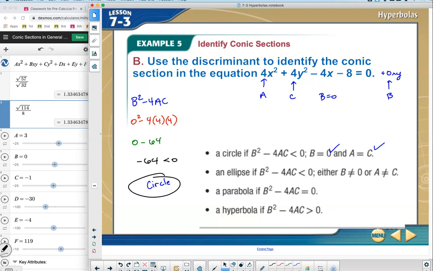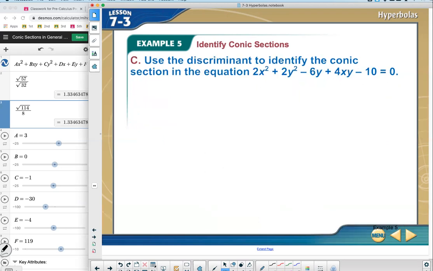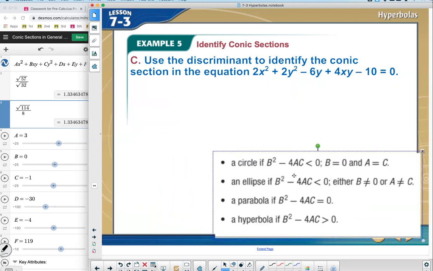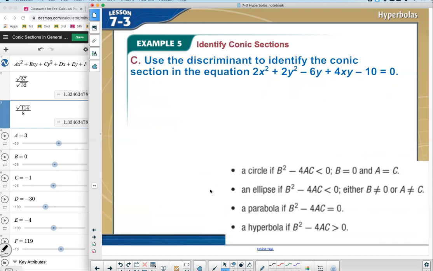And finally, part C. Use a discriminant, and I will go ahead and just paste that little chart up here so we have that for later. Here's the chart. My B value is 4. My A is 2. My C is 2.